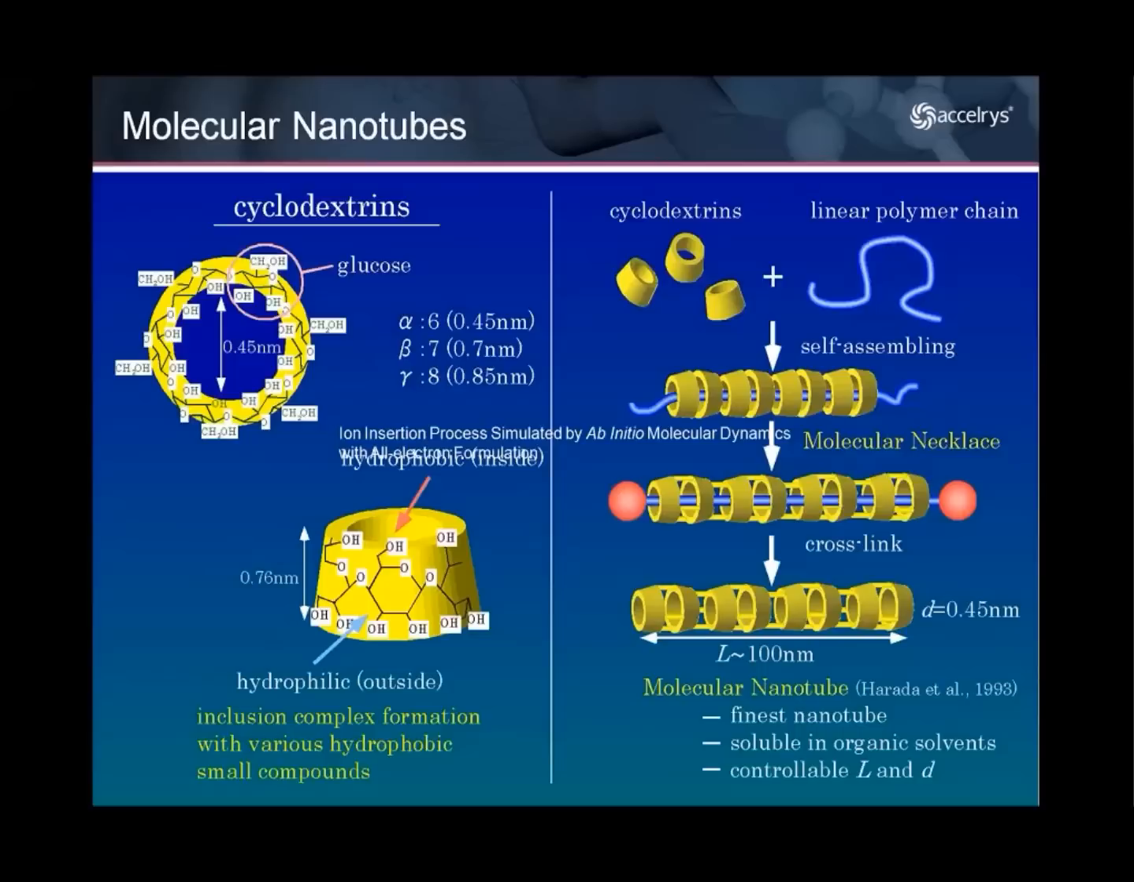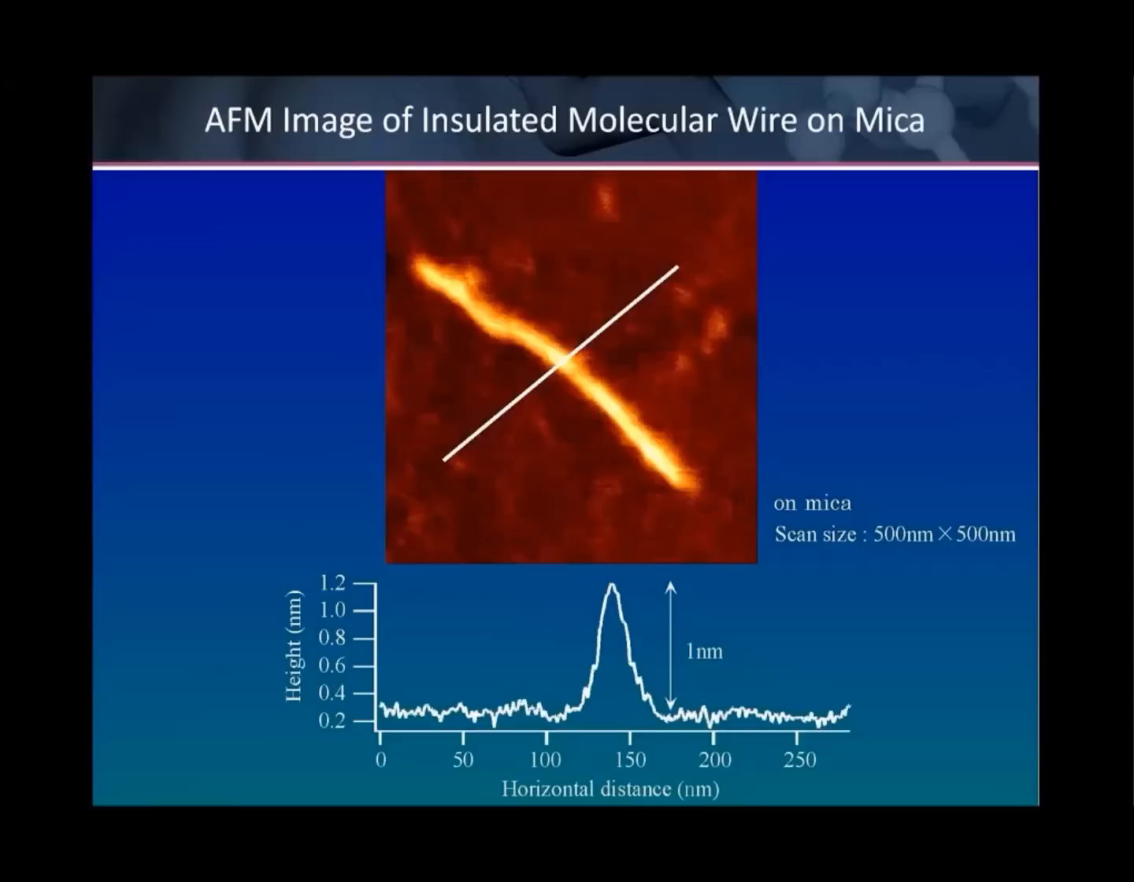You can thread them literally, like someone would do with a needle, onto a fiber. And once you have the concept of a molecular necklace, you can then use chemistry, because of all these OH groups hanging off them, the glucose units, to cross-link and to build scaffold assemblies, and then get rid of your polymer chain. Now, does that actually work? Yes, this is an AFM image that shows us a molecular wire, laid down on mica, and we can actually look at the size of it.